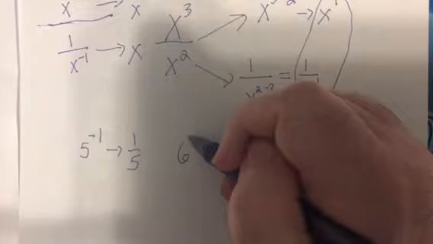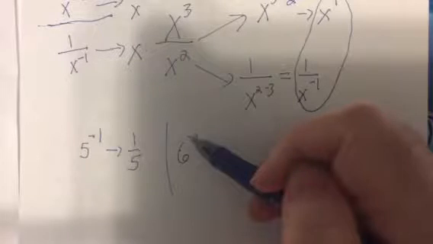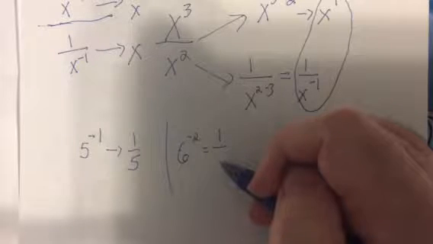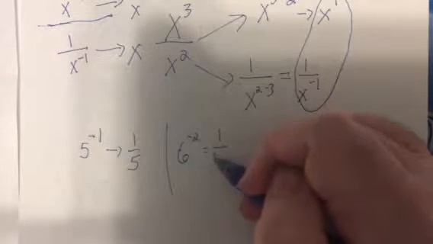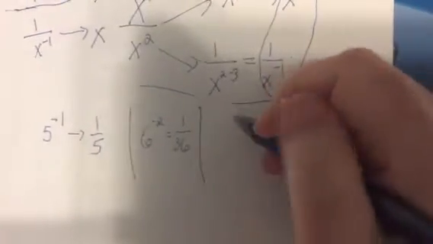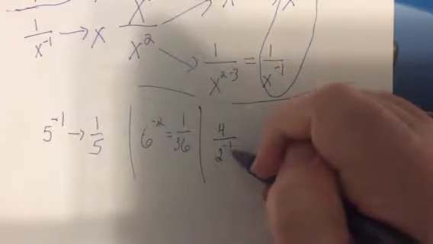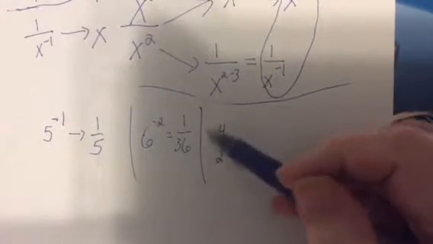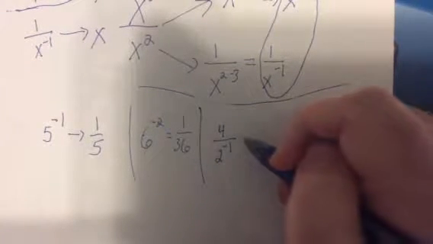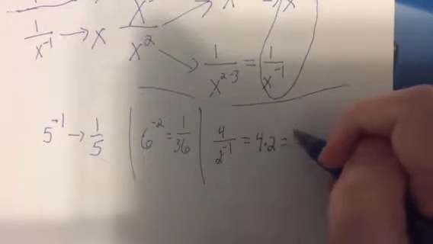So if I have 6 to the -2 power, it means at some point I need to square it, and at some point I need to flip it. So 6 squared is 6 times 6, that's 36, and negative says flip it. So if I have, let's say, 4 over 2 to the -1 power. Now notice there's no parentheses, so the negative is only on the 2. So that means move the 2 to the other place. I have 4 times 2, which is 8.